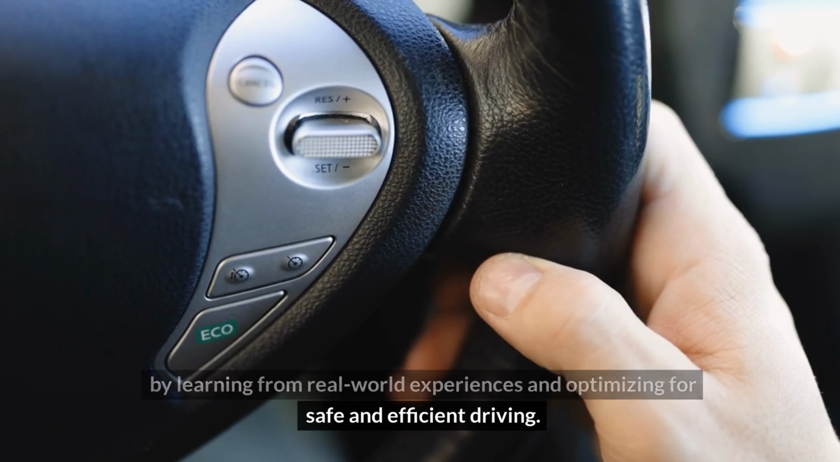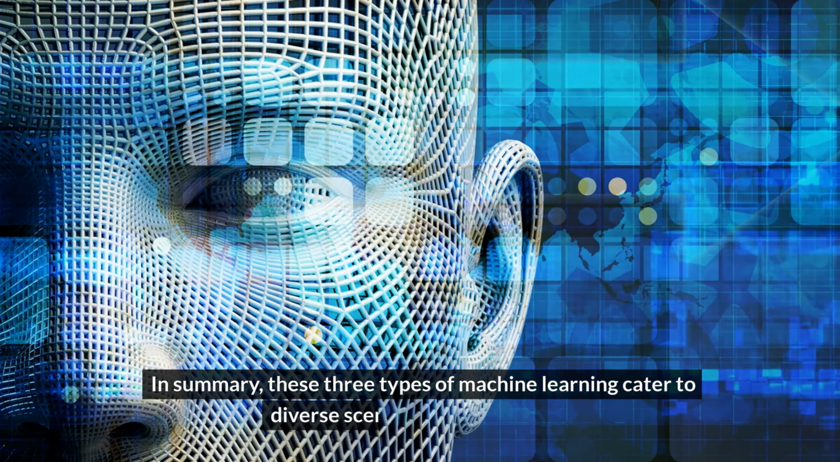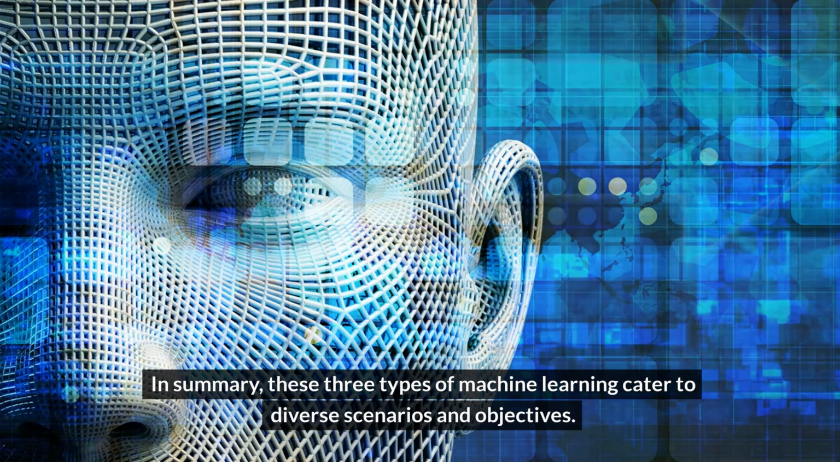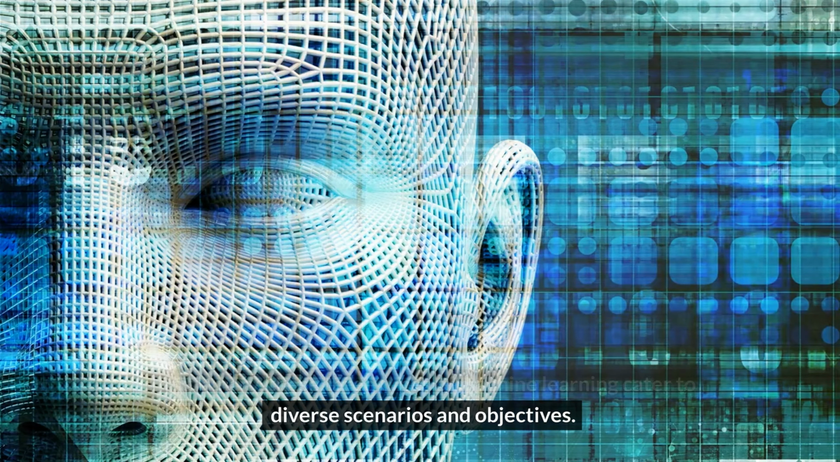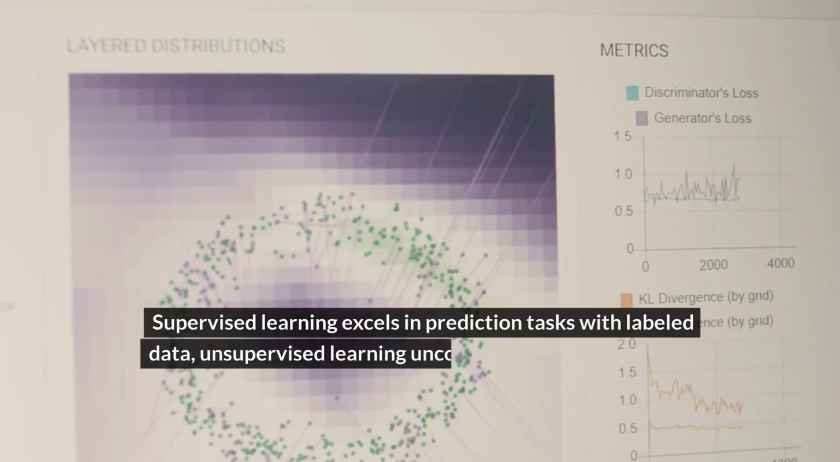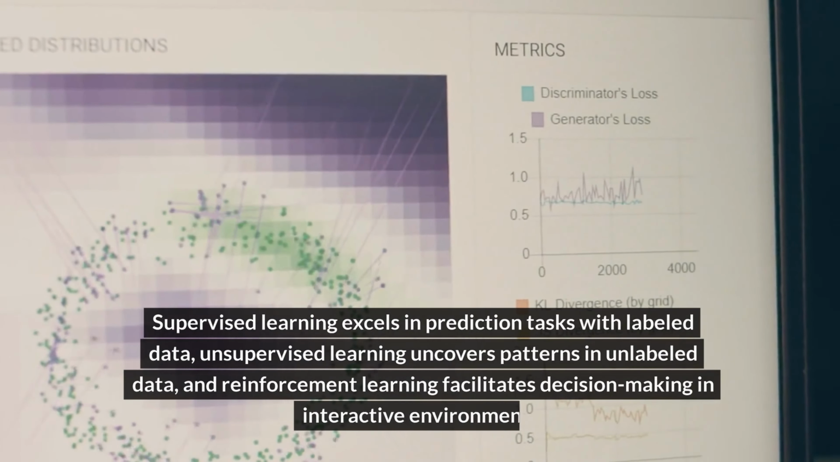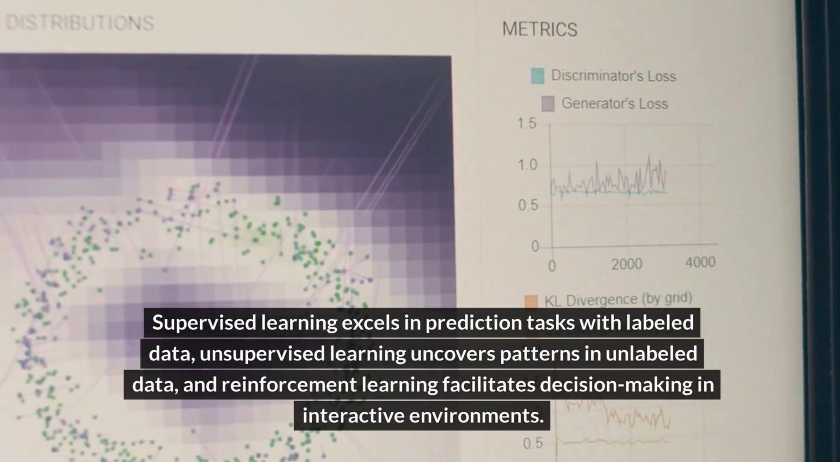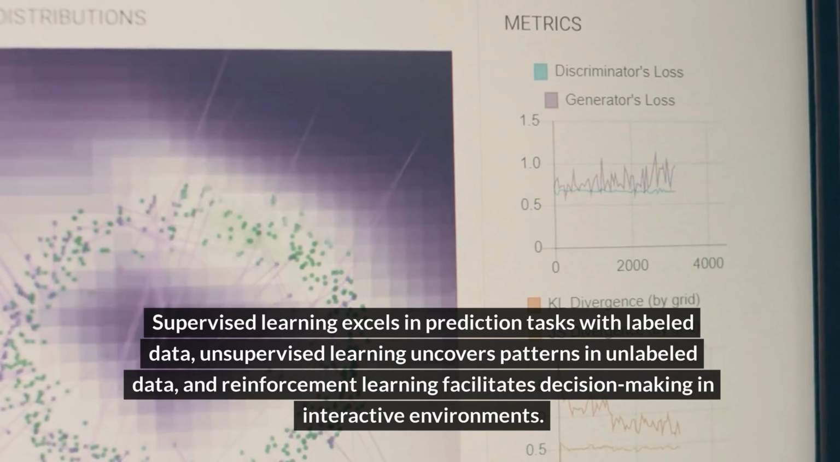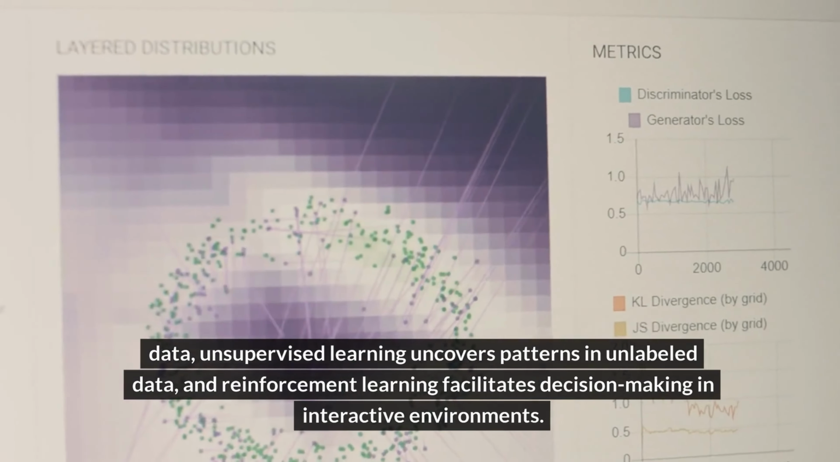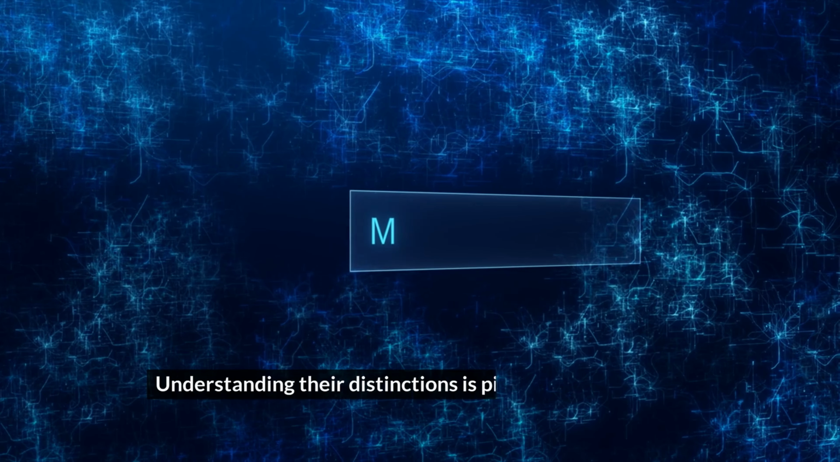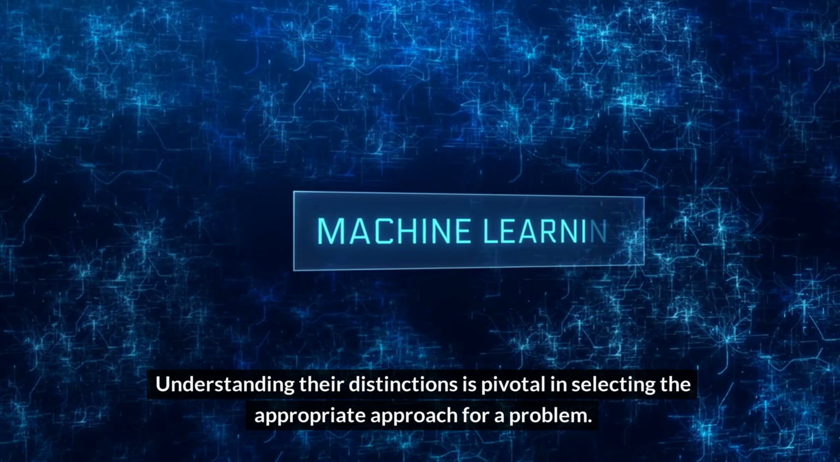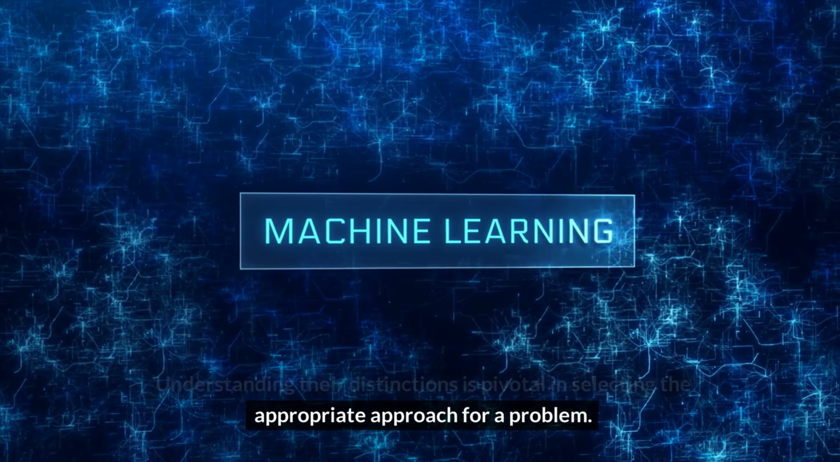and efficient driving. In summary, these three types of machine learning cater to diverse scenarios and objectives. Supervised learning excels in prediction tasks with labeled data. Unsupervised learning uncovers patterns in unlabeled data, and reinforcement learning facilitates decision-making in interactive environments. Understanding their distinctions is pivotal in selecting the appropriate approach for a problem.